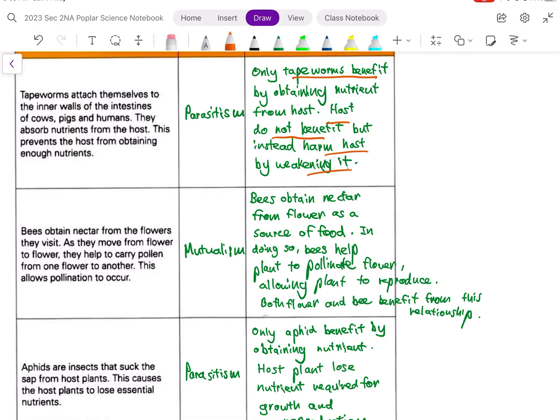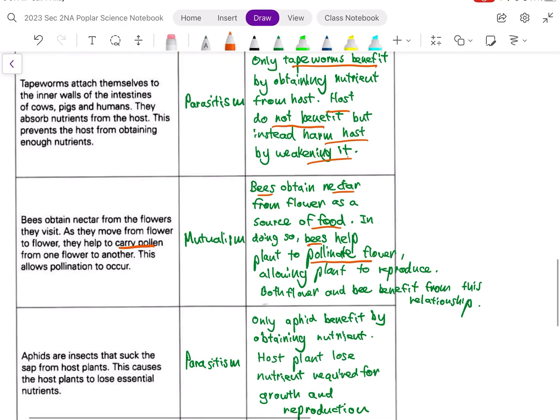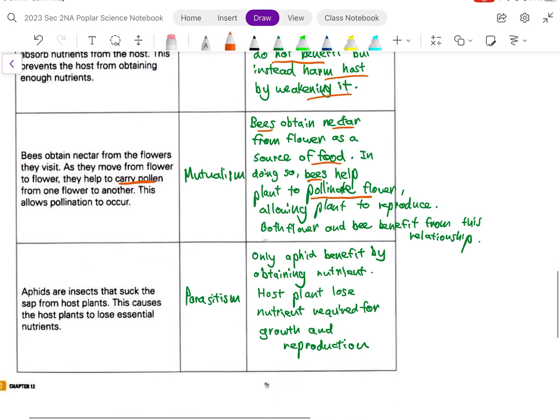Then the bees obtain nectar from the flowers. They move from flower to flower, carrying the pollen and pollinating the flowers. So this is mutualism. Bees get the nectar as food, and in turn the bees help to pollinate the flowers, which allows the plant to reproduce. So both flowers and bees benefit in this case.